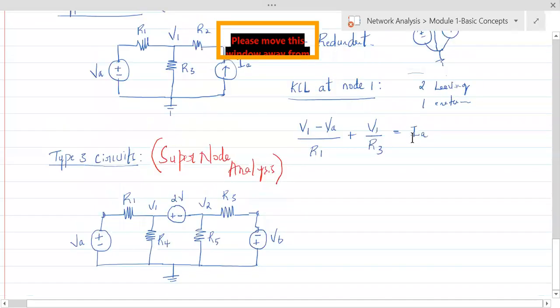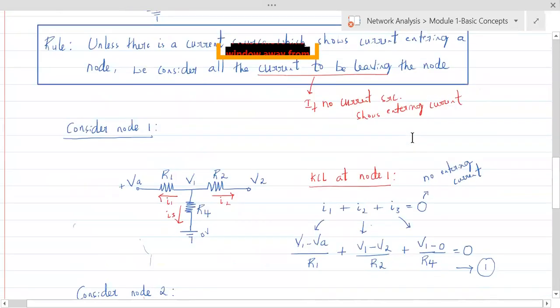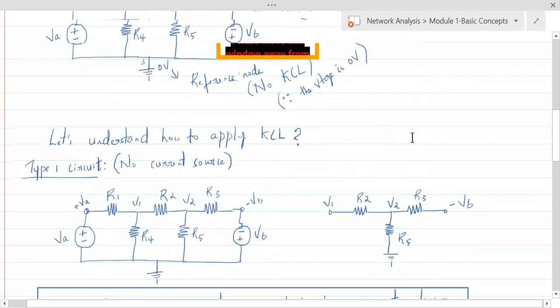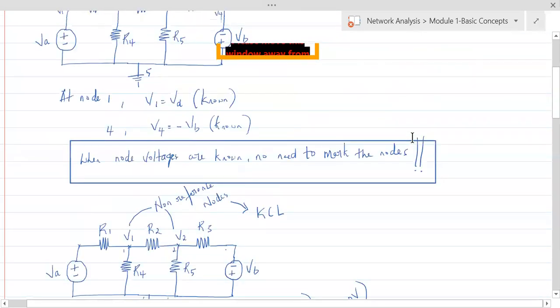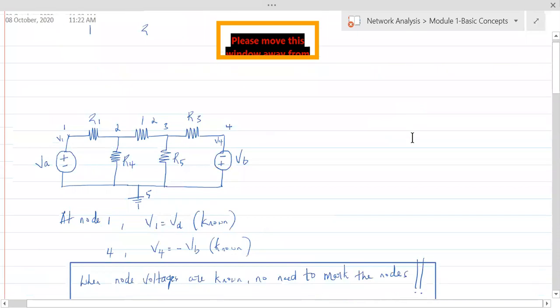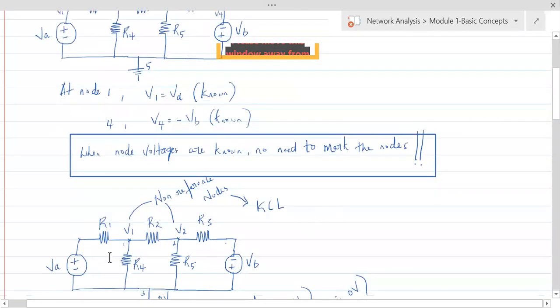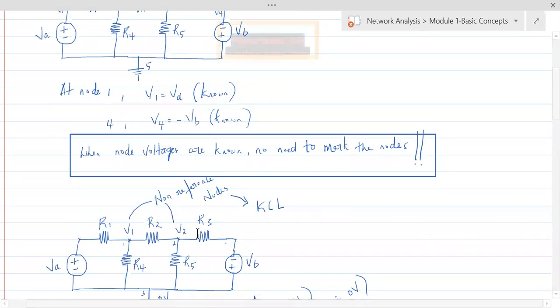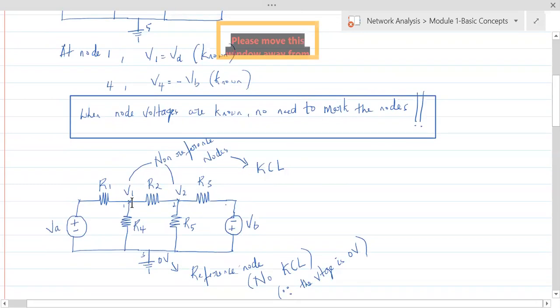We were looking at the different types of cases in node analysis. What is node analysis? Node analysis is applying KCL to the nodes. Mesh analysis is applying KVLs to meshes, whereas node analysis is applying KCLs to nodes. So this is a two node problem, and we'll be applying KCLs at node 1 and node 2.